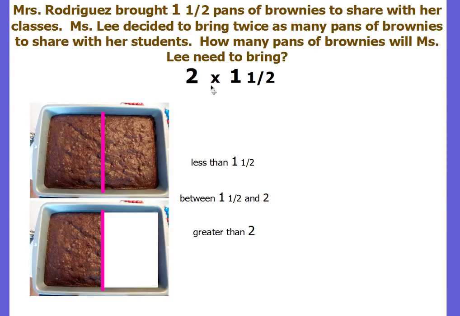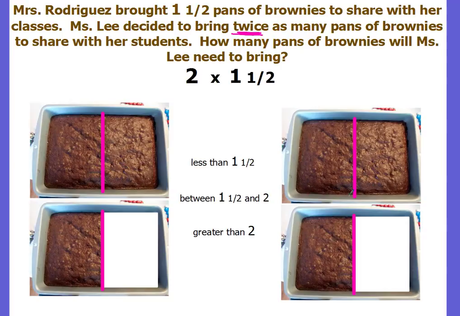Okay, so what is our problem going to be? We know that it is going to be multiplication because it's twice as many, and twice means to multiply by 2. So our expression is going to be 2 times 1.5. Well, if you look right here, here's a picture of what Mrs. Rodriguez brought. She brought 1 full pan of brownies and 1/2 a pan of brownies. So she brought 1.5 pans of brownies. Miss Lee wants to bring twice that, so she wants to have 2 groups of 1.5.